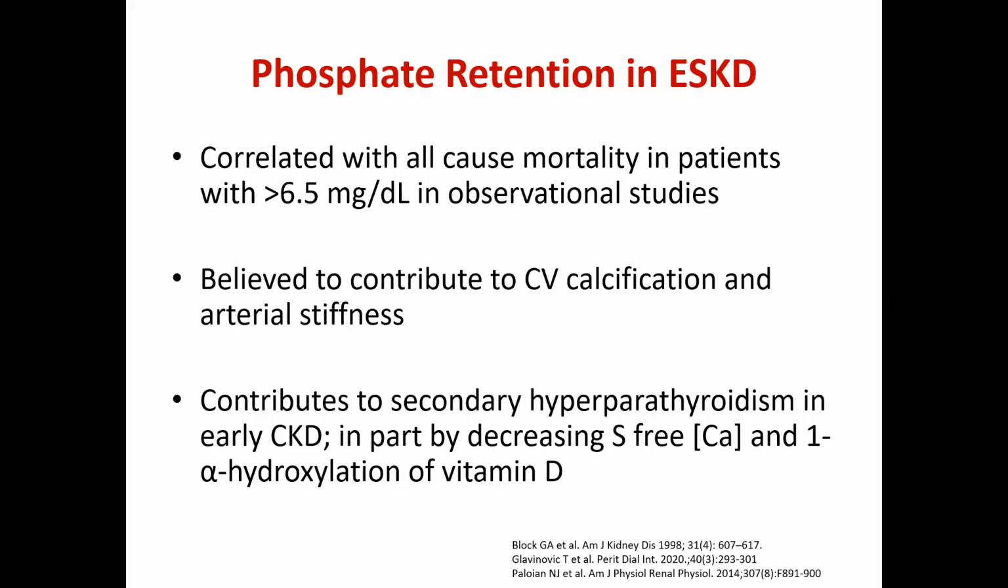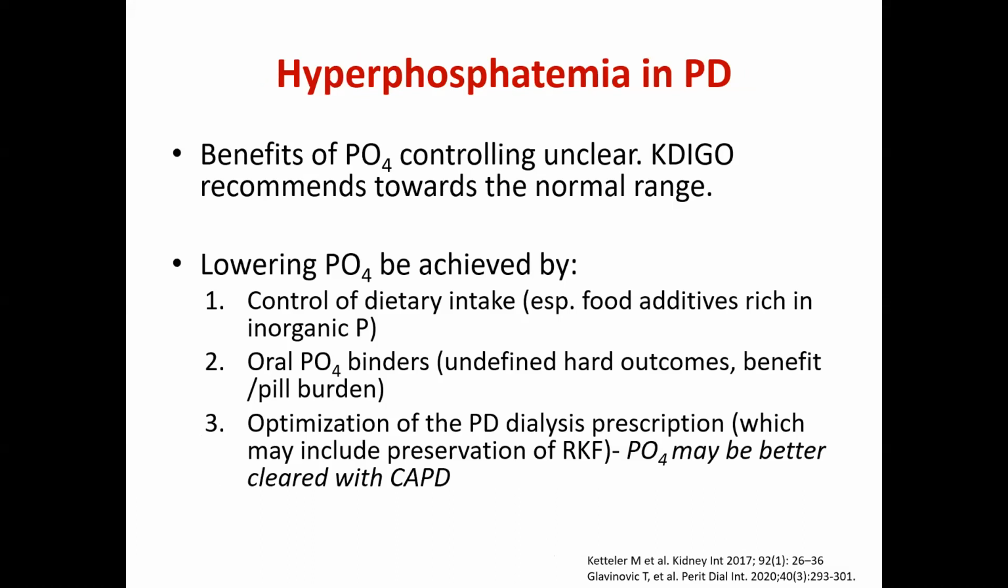All right, and we also know that phosphate does contribute to secondary hyperparathyroidism in early CKD by decreasing the serum free calcium and by decreasing the hydroxylation of vitamin D. All right, so it is not just a possible correlation with mortality, but also with bone disease. All right, so how should we treat hyperphosphatemia? Are there any strong arguments to decrease hyperphosphatemia? And the unfortunate answer is no. There is no clear evidence from clinical trials that lowering phosphate does result in better outcomes.